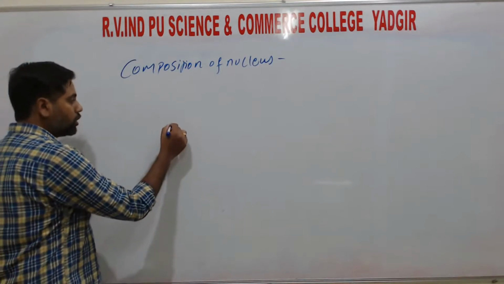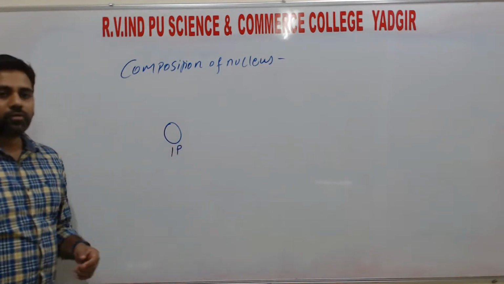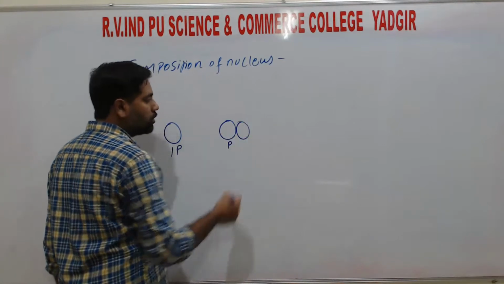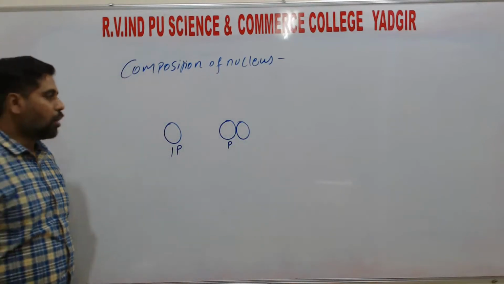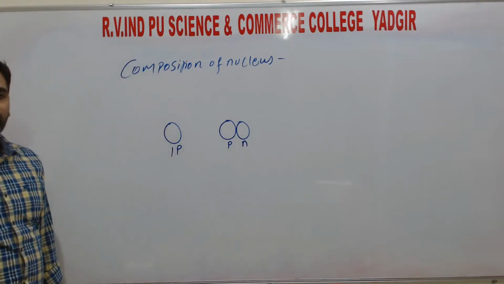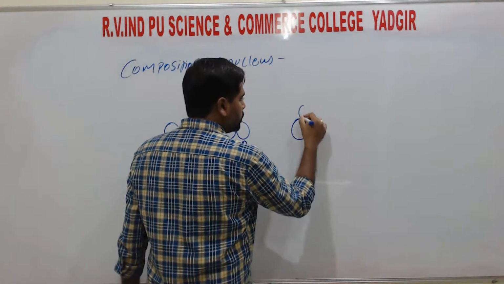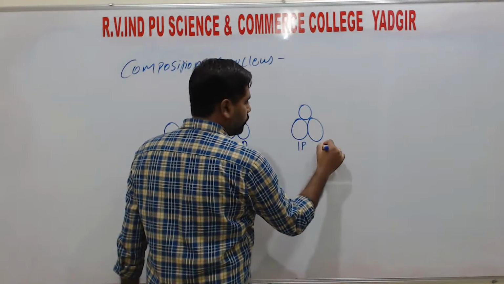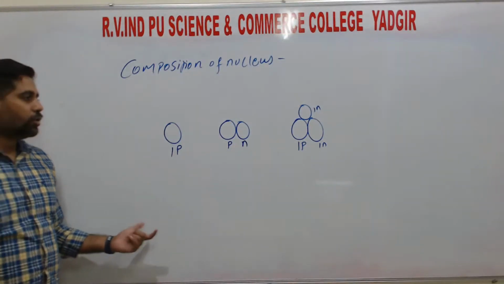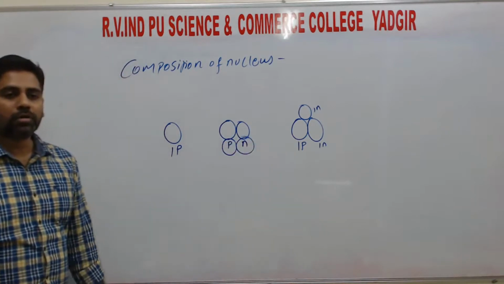In protium, that is in hydrogen, we have only one proton, right? In deuterium we have one proton, along with this proton one neutral particle is present. That one we call the neutron, right? So this is in deuterium. And in tritium, along with one proton, two neutrons are present. So the nucleus consists of protons, and along with protons we have neutrons also.